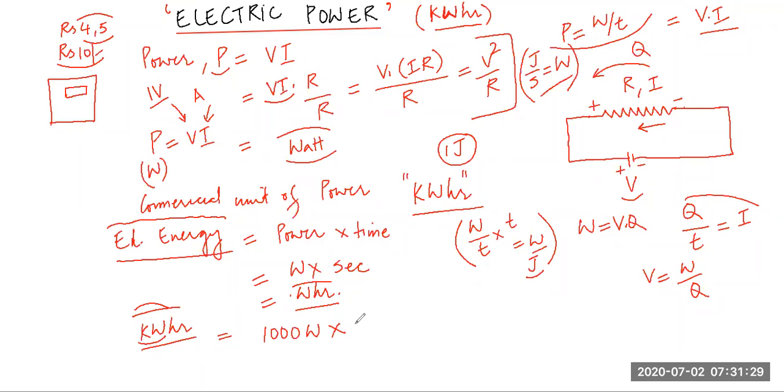3600 seconds, or you say 1 hour. So this is 1 kilowatt hour. Now 1 kilowatt hour, as we have understood, is not power, this is energy. So energy is always equal to joules. So let's see, this 1 kilowatt hour is equal to how many joules?